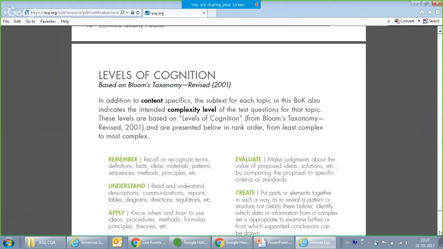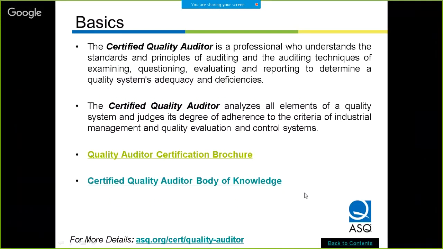and the levels of cognition. In addition to the content specified in this brochure, the subtext for each topic in the BOK, body of knowledge, also indicates the intended complexity level of the test questions for the topic. These levels are based on levels of cognition from Bloom's Taxonomy Revised 2001 and are presented below. The detailed understanding of these levels would be described in a later part of my presentation. Now we are going back to the presentation where the Certified Quality Auditor body of knowledge is captured here.